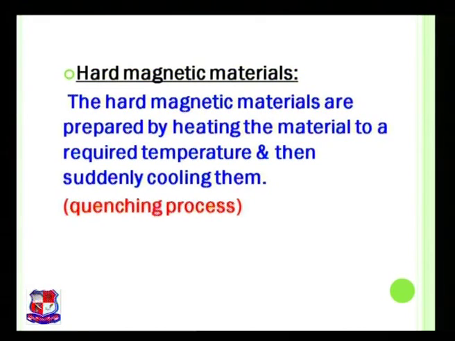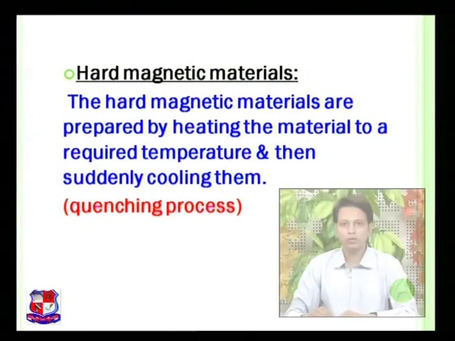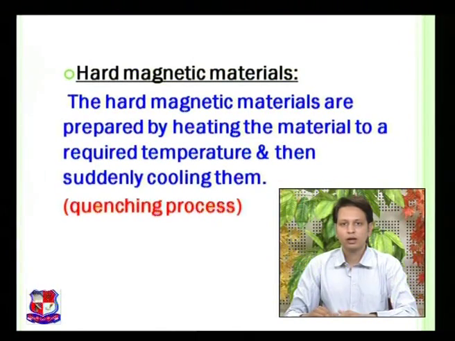If materials are heated at a higher temperature, then when we are cooling the material, there will be two processes, one will be annealing and another one will be quenching. The annealing process is a slow cooling process. That means temperature will be decreasing in a stepwise manner. But what about quenching?